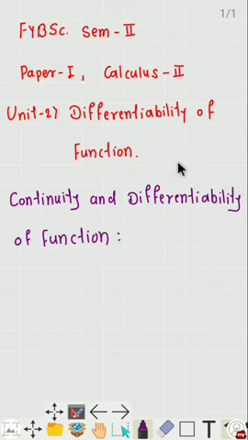This is FY semester 2nd class, paper 1 calculus 2nd, unit number 2: differentiability of functions. Today in this lecture we discuss differentiability of function, continuity and differentiability of function.